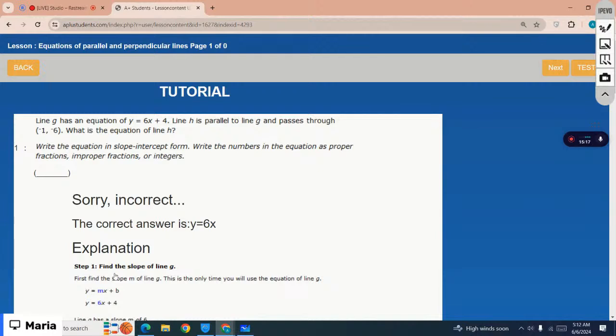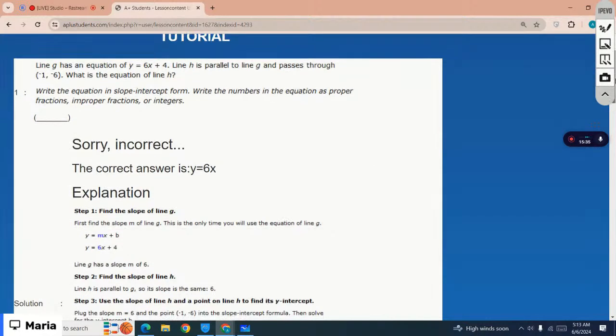Line G has an equation of y equals 6x plus 4. Line H is parallel to line G and passes through the point (-1, -6). What is the equation of line H? Right. So you are given the equation of one of the lines. The other line is parallel to it. You have to find out the equation of the other line.